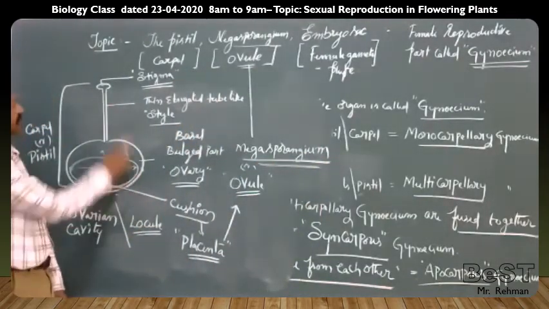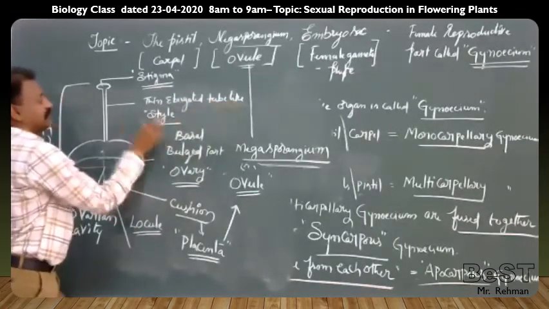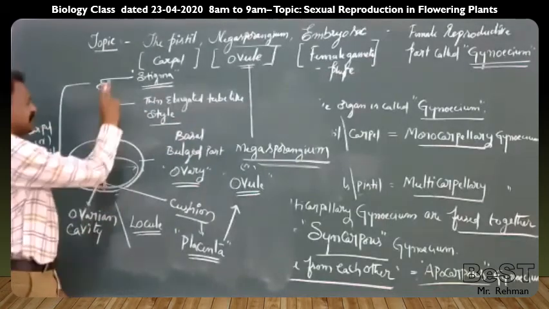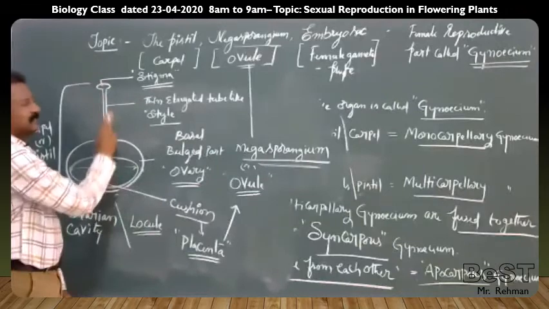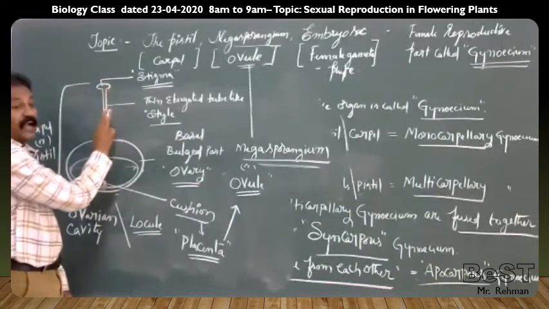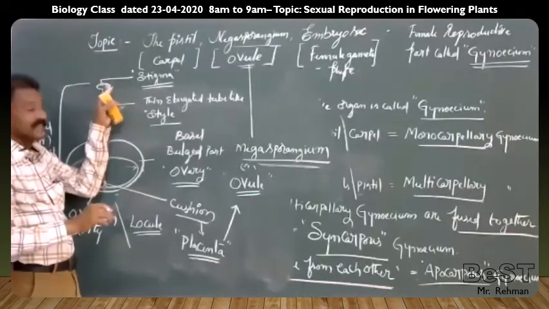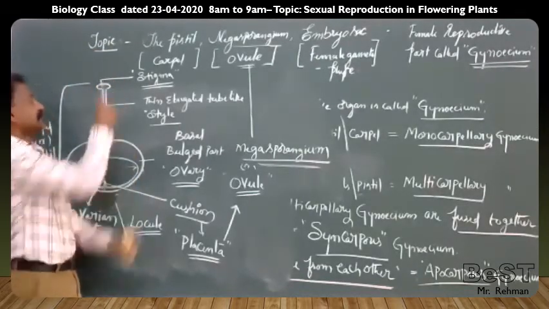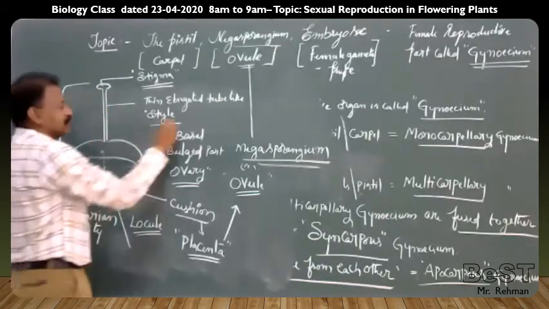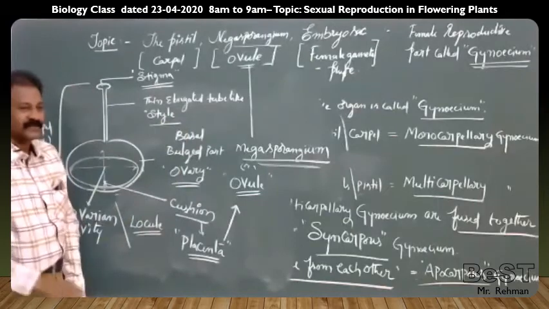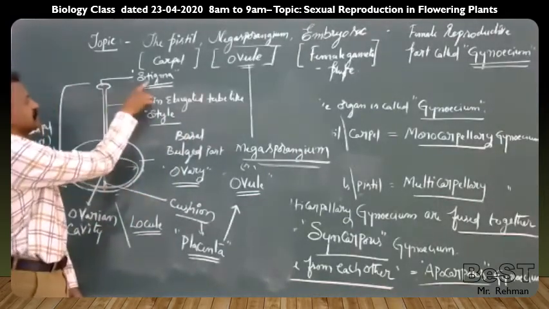Now come to the next part, style. Style is an elongated tube-like structure. This is having hollow or some solid tissues. It is responsible for the movement of pollen tube. When a pollen grain falls and germinates and develops a pollen tube, that pollen tube will move through the style. So style is the structure which attaches the ovary with the stigma.